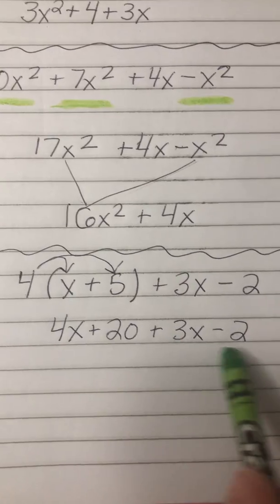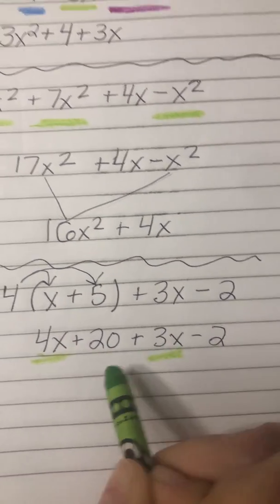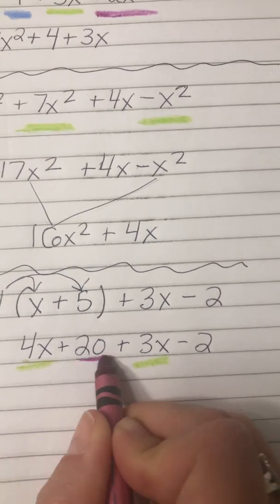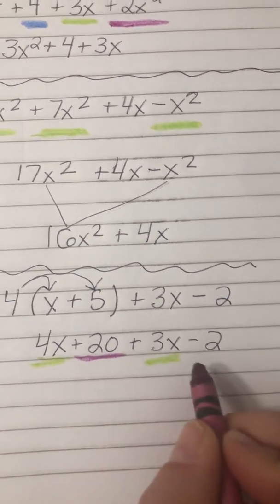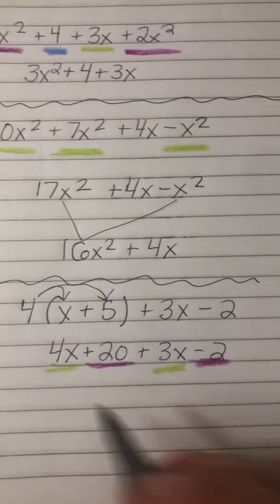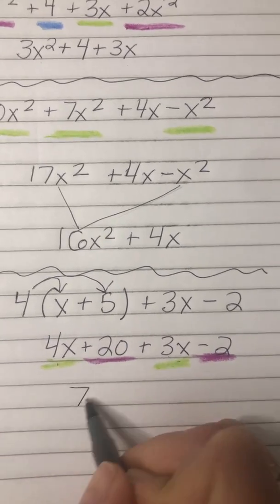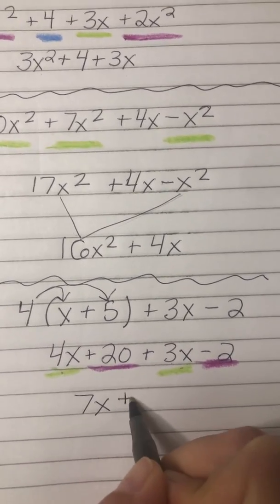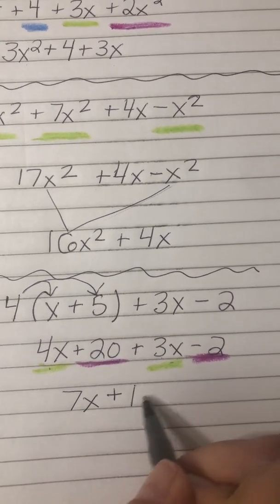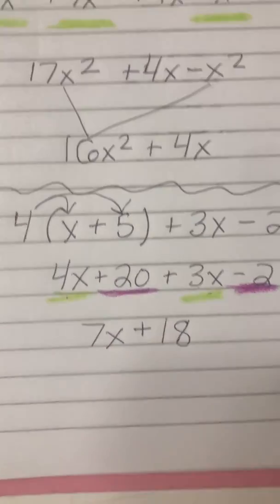So in my expression, I see x's, so those are like terms in green. And then I see plain old numbers. So I see a positive 20, whatever's in front of it goes with it, and negative 2. So I'm going to combine my green. 4x plus the 3x would be 7x. And then I would have 20 take away 2. That would give me 18. And I can't go any further. That would be my final value.